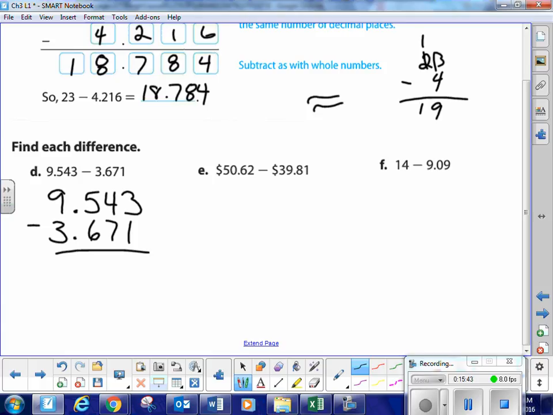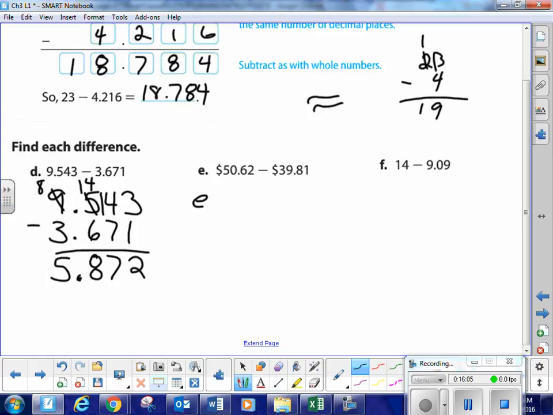3 minus 1 is 2. 4 minus 7, we need to regroup. We'll just regroup from the 5 for now. 14 minus 7 is 7. 4 minus 6, we need to regroup from the 9, so we turn it to 8. We borrow it, put the 10 over here. 14 minus 6 is 8. Bring down the decimal. 8 minus 3 is 5. Excellent.